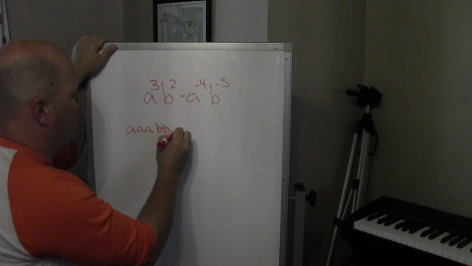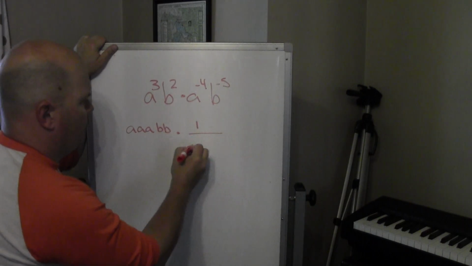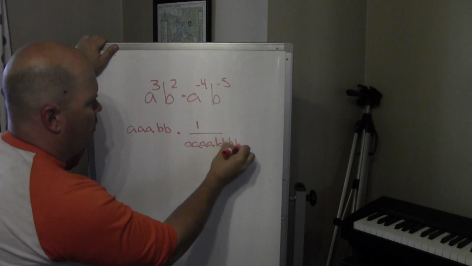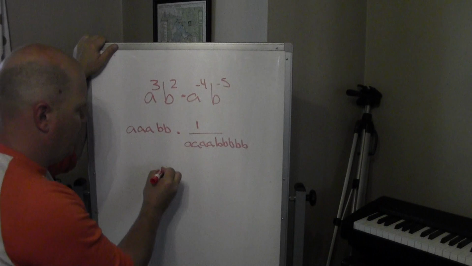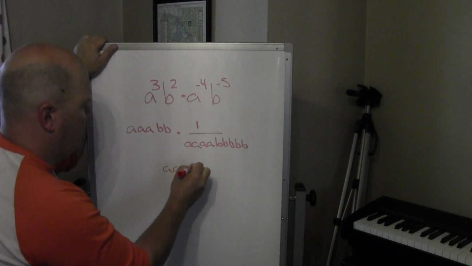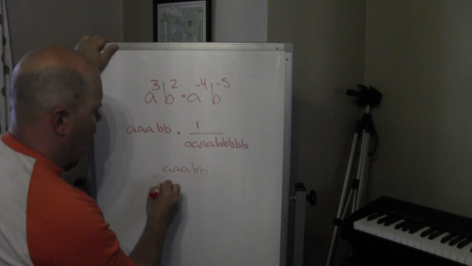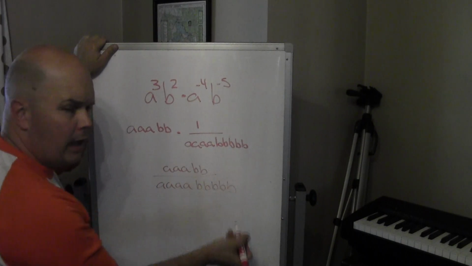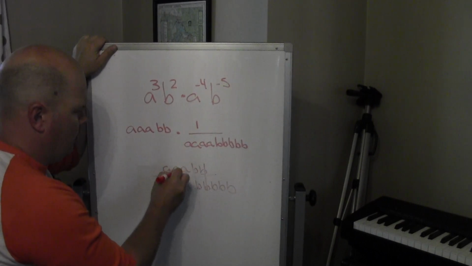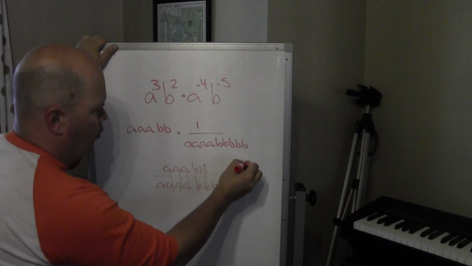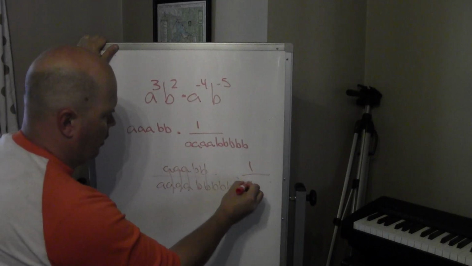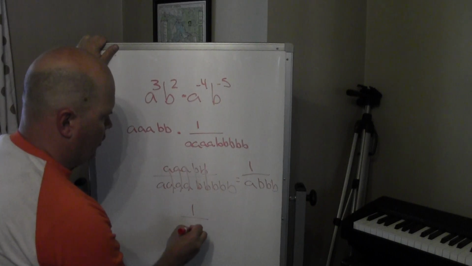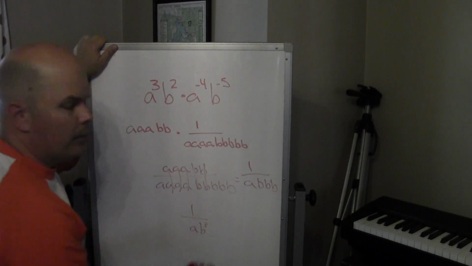A, b, b times 1 over a, b, b, b, b, b. I'm going to combine them, and it looks like this, all over a, b, b. Like that. We cancel where we can, and we're left with 1 over, we have an a on the bottom and 3 b's, which equals 1 over a b to the third.